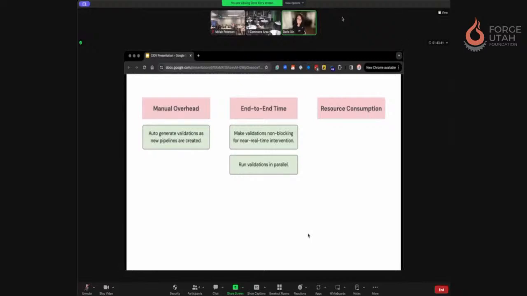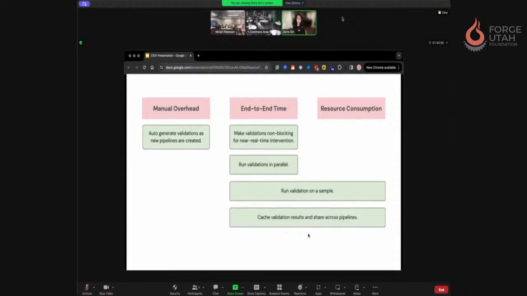And then there are a couple of strategies that will also help us address multiple of these concerns, right? Running validations on a sample is going to drastically shrink the validation time, but it's also going to help us conserve resources, right? Another one is to be able to cache validation results across pipelines. A lot of these pipelines are working on similar or the same data assets, and a lot of them are slight variations of each other, so they all make very similar assumptions. So we don't need to rerun these assumptions for every single pipeline, right?